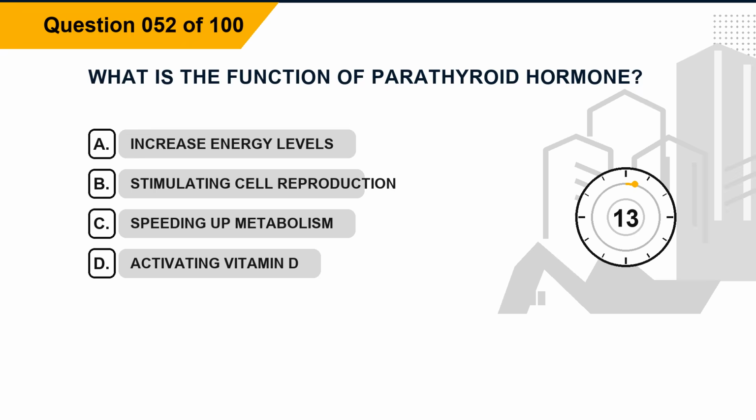Question 52. What is the function of parathyroid hormone? Option A, increase energy levels. Option B, stimulating cell reproduction. Option C, speeding up metabolism. Option D, activating vitamin D.